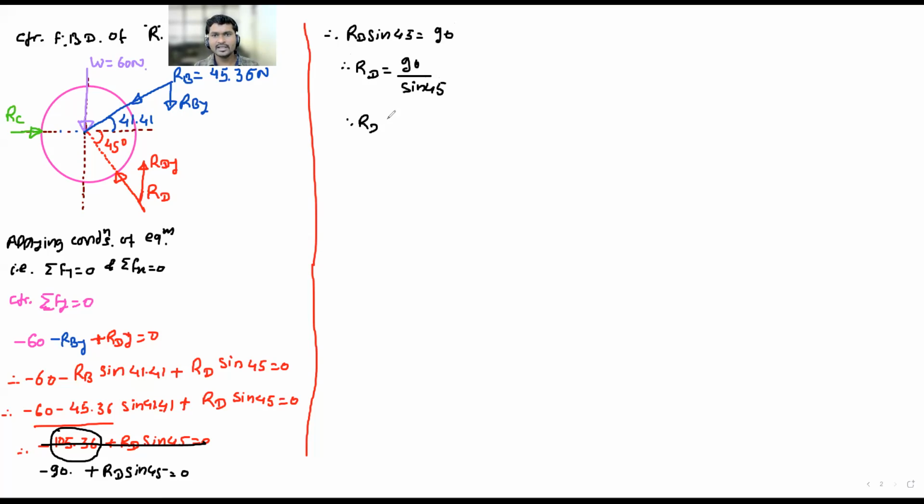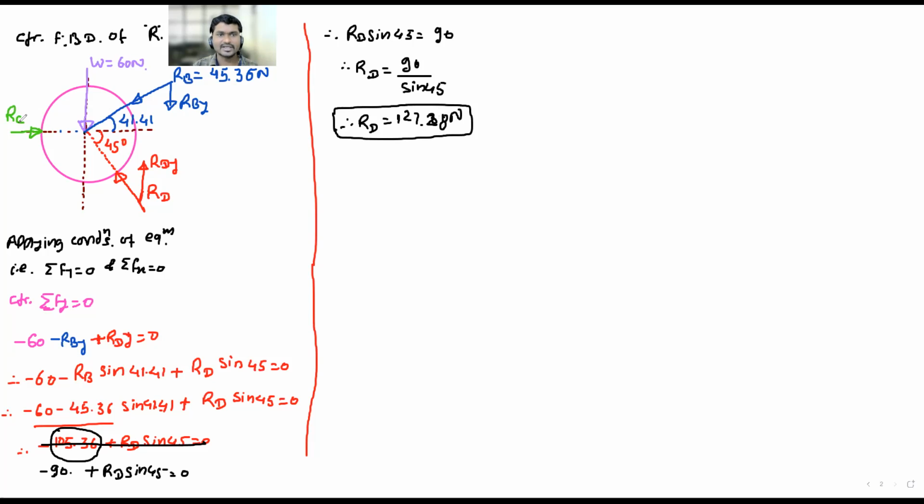Therefore RD is equals to 127.30 Newton. Is it correct? It is 28.28, 127.28, does it come? Yes, sir, 127.28. I have taken 28, look, is it correct? Yes, sir. Now we got RD. What else remains now?